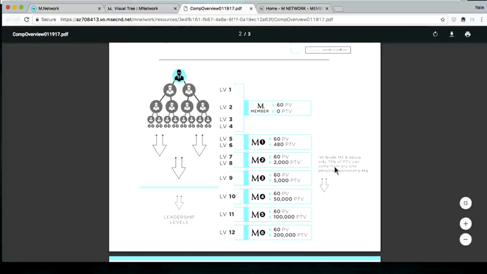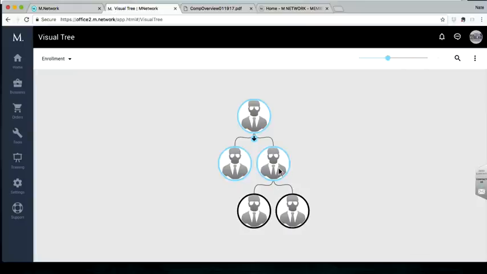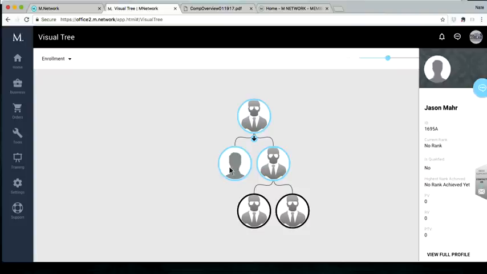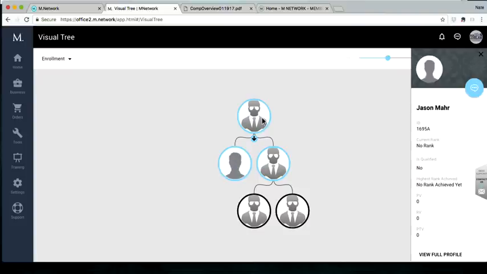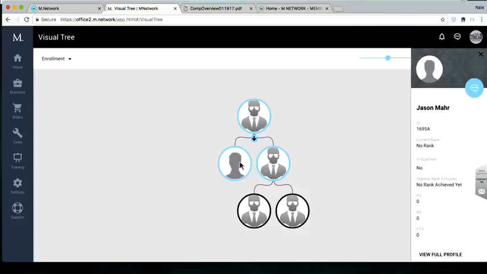So 70% of this 2,000 in volume can come from any one person. Now let's say, going back to the enrollment tree, that Bruce Lee here just blows it up, and he has 1 million in volume. It's just a huge group, 1 million in volume. But Jason, who's the only other leg that Bob has, hasn't done anything.